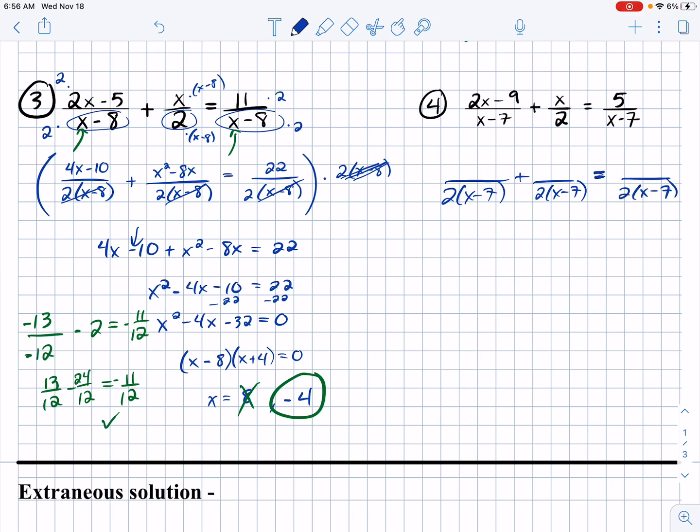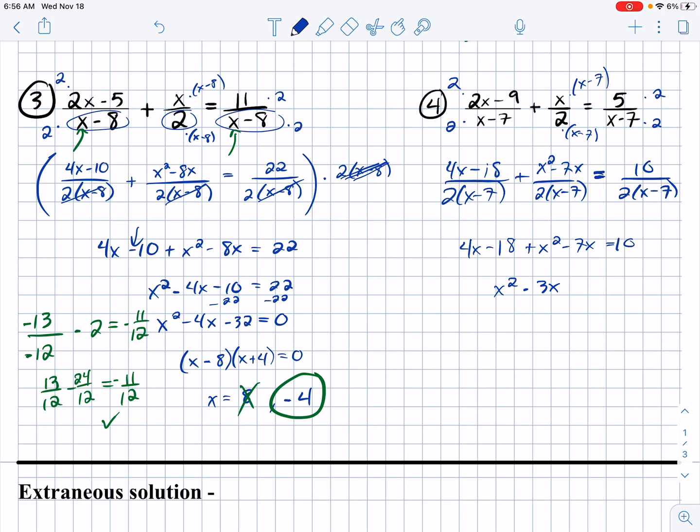In the numerator, you're going to have 4x minus 18. I had to multiply top and bottom by 2. Over here, we would have x squared minus 7x, and then multiply top and bottom by x minus 7. And then our last fraction would be multiplying top and bottom by 2, so 10. You can drop your denominators, and now in your numerator you have 4x minus 18 plus x squared minus 7x equals 10. Let's get everything on the same side, so we have negative 3x.